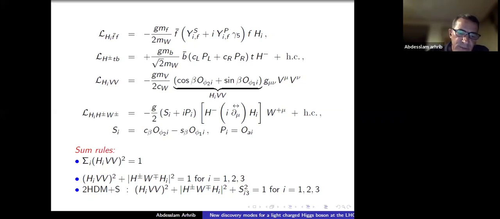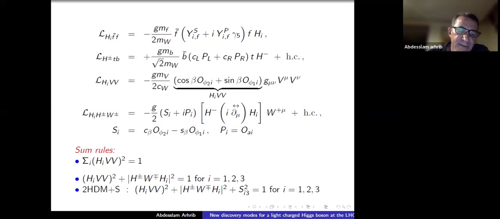And you have this sum rule. If you have several Higgs, then they should share this coupling to gauge bosons. So if one mimics the standard model coupling, which is almost full strength, the other one should be quite small or close to zero, which is what we call the decoupling limit.